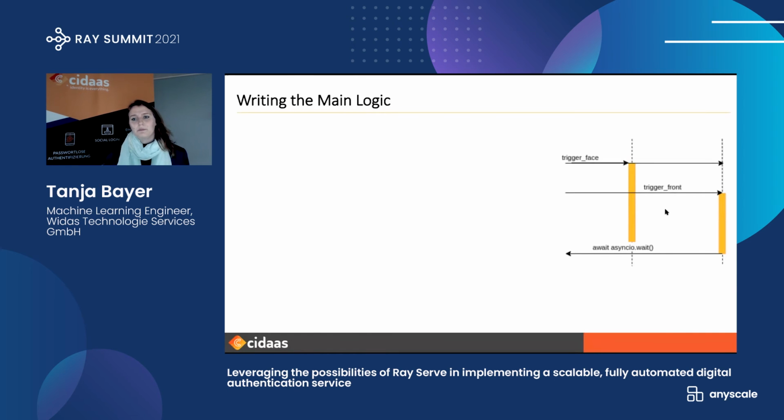So for writing the main logic, let's imagine we have only two algorithms, two models which need to run. One of them takes the trigger of the face as an input, and the other one requires both the front part and the face trigger to start working. Both of those tasks can run in parallel as soon as all the data they require is available. And finally, we need to make sure to gather all the data together.